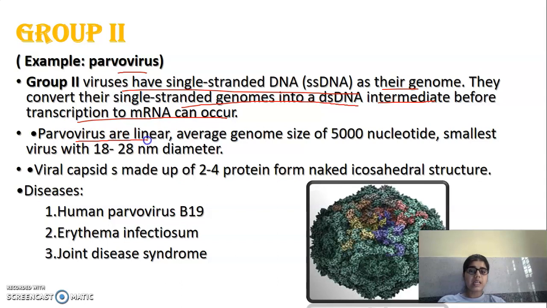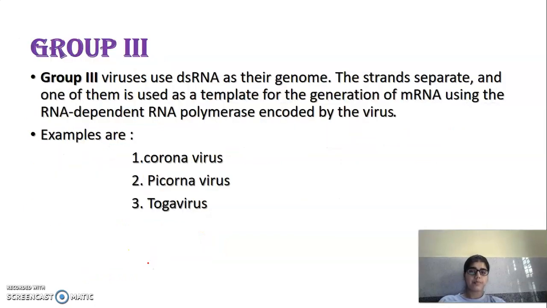Parvoviruses are linear, with an average genome size of 500 nucleotides, the smallest virus at 18 to 28 nanometer in diameter. The viral capsid is made up of 2 to 4 proteins in naked icosahedral structures. Diseases caused by parvoviruses are human parvovirus B19, erythema infectiosum, and joint disease syndrome.